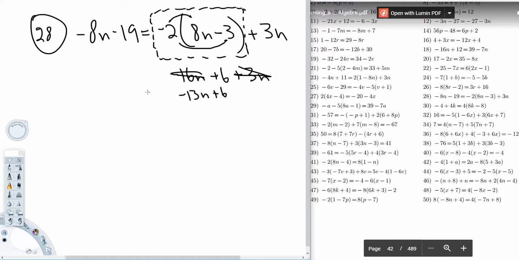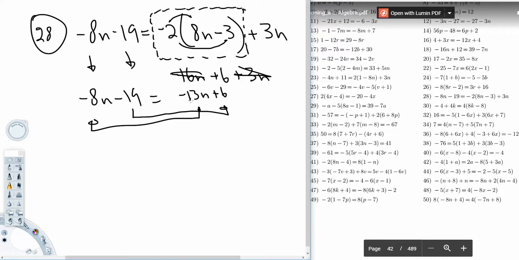Right. And here we just bring everything down. Minus 8n minus 19. So let's put the minus 13n on this side, and let's put the minus 19 on that side. So I add 13n to both sides. And here I add 19 to both sides.